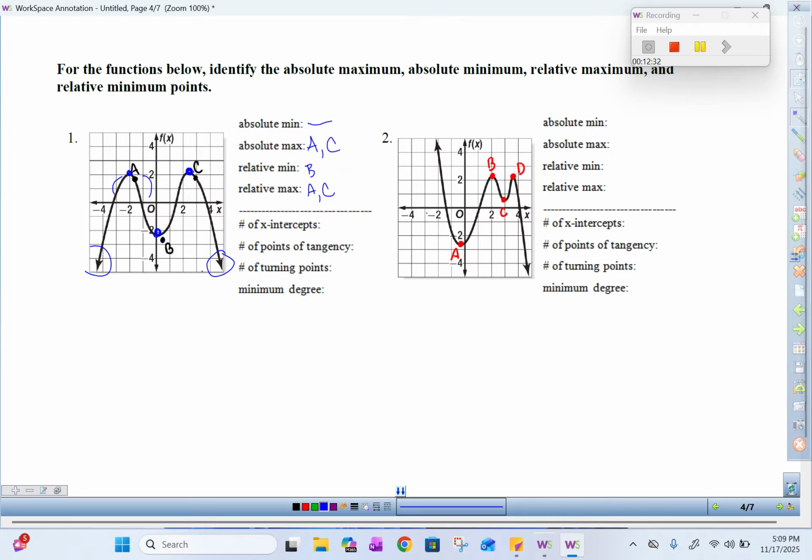Number of x-intercepts, just like it sounds, you count the x-intercepts on the graph. So this polynomial crosses 1, 2, 3, 4 times.